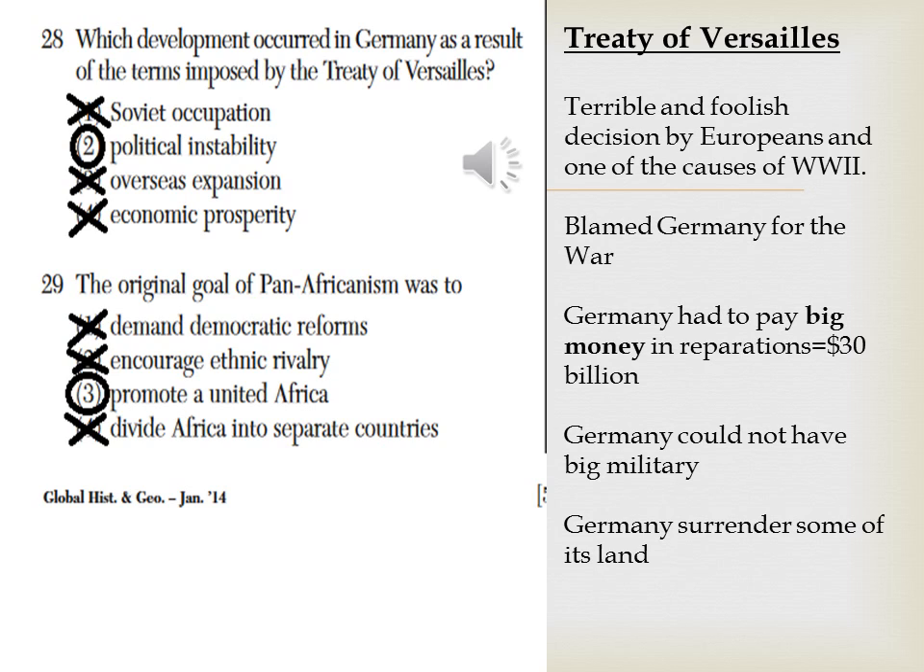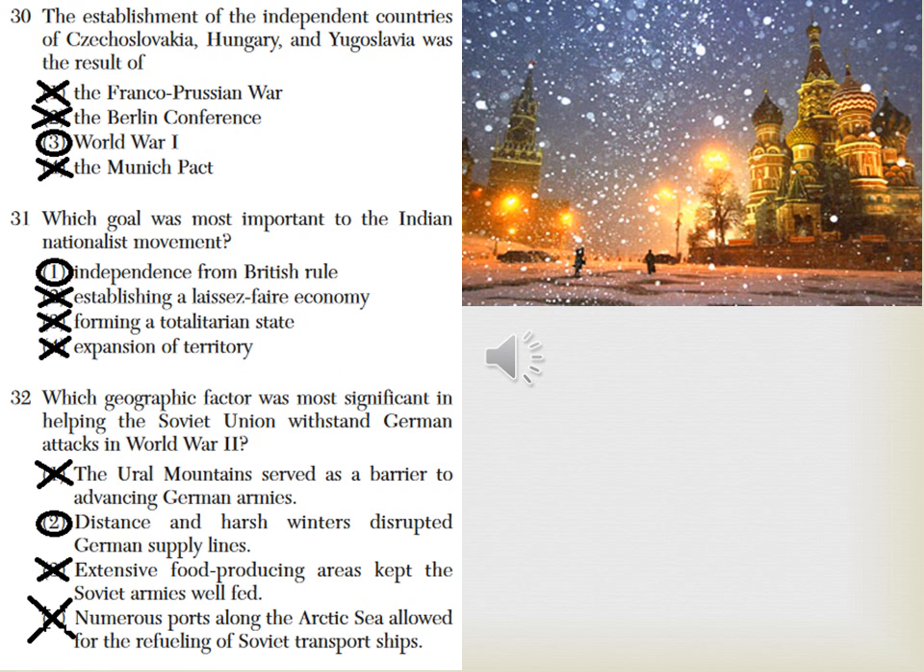Alright, question number 29. The original goal of Pan-Africanism was to do what? Is it 1, demand democratic reforms, 2, encourage ethnic rivalry, 3, promote united Africa? Or 4, divide Africa into separate countries? The answer is 3. It's an easy question. Pan-Africa, it means united Africa. Alright, let's move on.